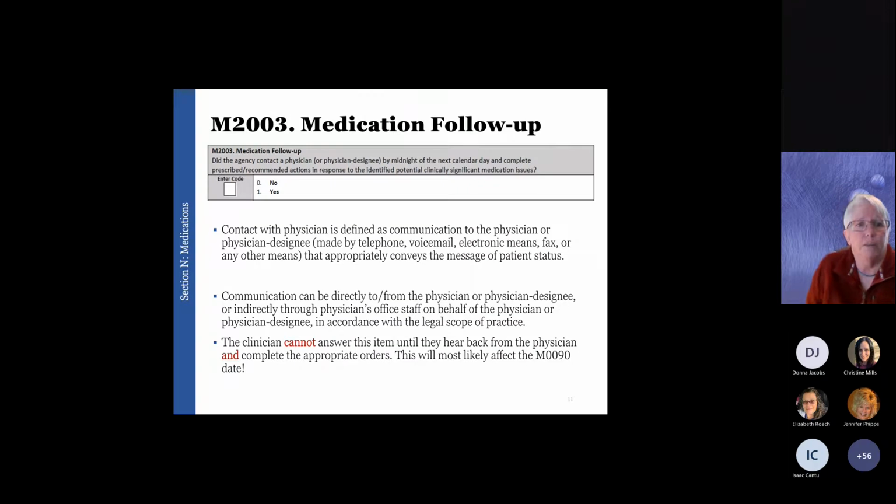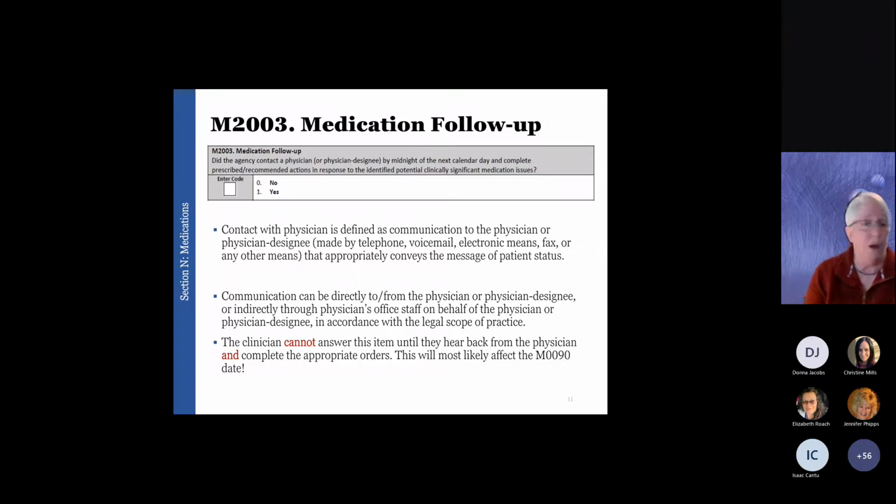2003 follows up. So did the agency contact a provider by midnight of the next calendar day and complete? So it's 2 steps. Did they make the contact and did they complete the prescribed or recommended actions in response to the identified potential clinically significant medication issues? So that means they have to get hold of the provider, actually speak to them or make contact with them in some way that they will get a response back. And if it's something they have to do something about, they have to have that all completed by midnight of the next day in order to say yes.